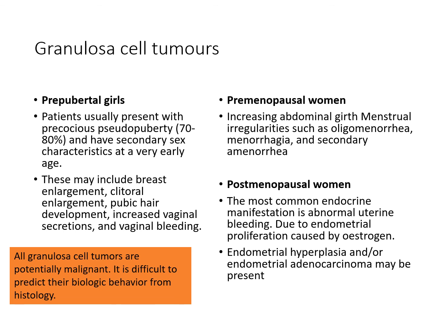In postmenopausal women, the most common manifestation is abnormal uterine bleeding due to endometrial proliferation because of the excess estrogen. You can have endometrial hyperplasia or endometrial adenocarcinoma in postmenopausal women. All granulosa cell tumors are potentially malignant, and it is difficult to predict their behavior from just looking at the histology.